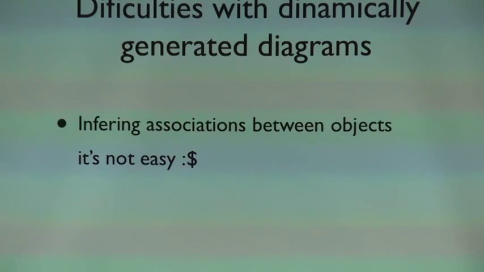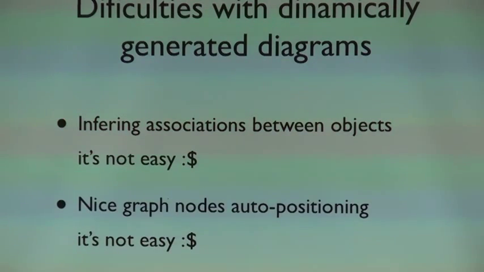Well, there are some difficulties with this. Inferring associations between objects is not really easy because of the characteristics of Smalltalk, and that it's dynamically typed. There are ways, of course, because other projects do it, but it's not really easy. And there's another thing: nice graph nodes that auto-position by themselves are not easy to do either.